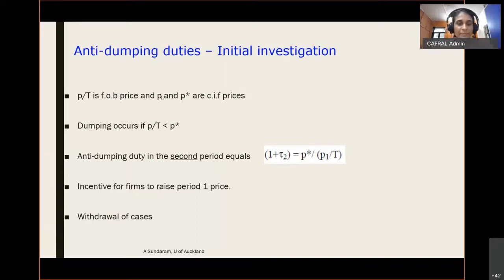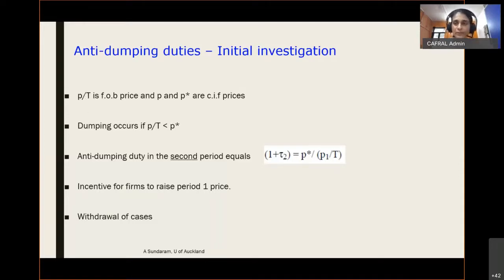And then P and P star are CIF prices, which means they are prices in the destination. So if we're talking about a Turkish exporter to the Indian market, P over T would be the price of that exporter in Turkey when it loads the ship. P is the price that it will sell at in India. And P star would be the price in Turkey of that particular product. Okay. Now, what is T here? T is the transportation cost. So it would be the cost of transporting the good from Turkey to India.